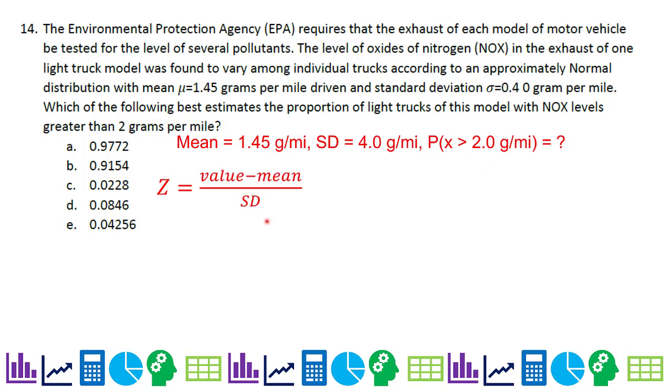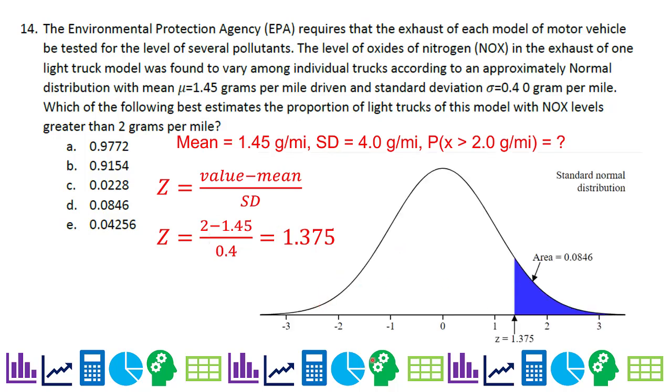So z equals value minus mean. And I can get 2 minus 1.45 all over 0.4, and I get a z-score of 1.375. And if I put that in and say to the right, because we're trying to go to the right, it gives me an area of 0.0846, which is our answer there.